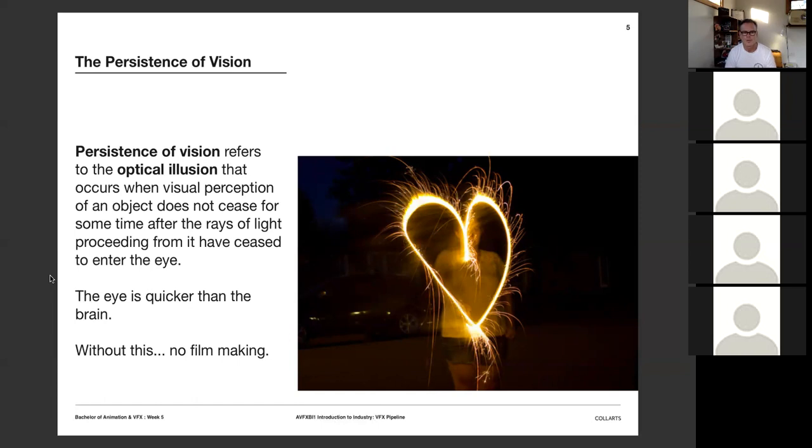Well, we need to talk about, first of all, this phenomenon called the persistence of vision. In a nutshell, persistence of vision is an optical illusion that occurs when the image of an object continues to have a residual effect on the eye moments after the image has passed. So it's just that the eye is quicker than the brain. When the eye sees something, the brain holds a residual image of that. Without this phenomenon, there would be no filmmaking.